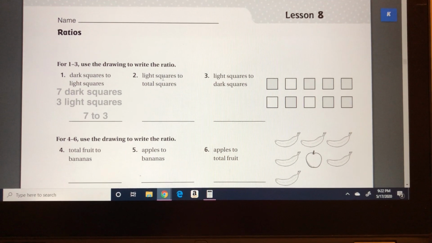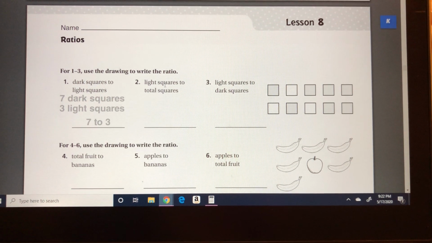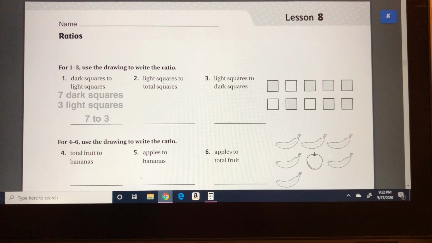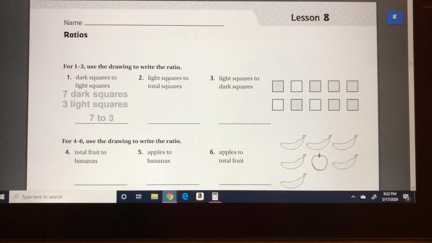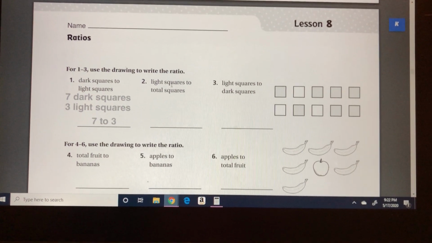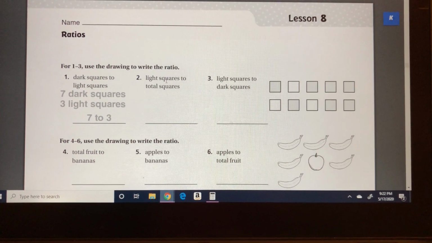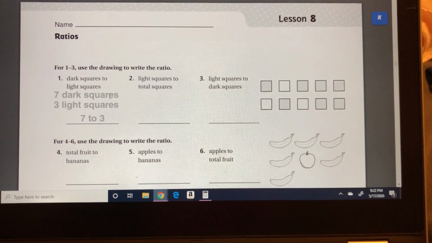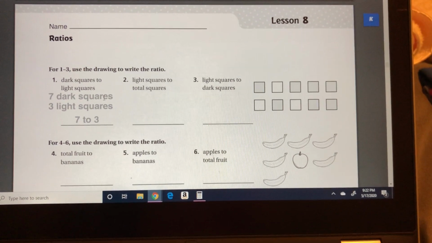Now this is nothing new to my PM group because we would work on this in our enrichment packet, the 6th grade material. For my homeroom, it's gonna be something new for the most part for some of you. The first thing you need to understand with ratios is that you are basically comparing something to something else, okay?